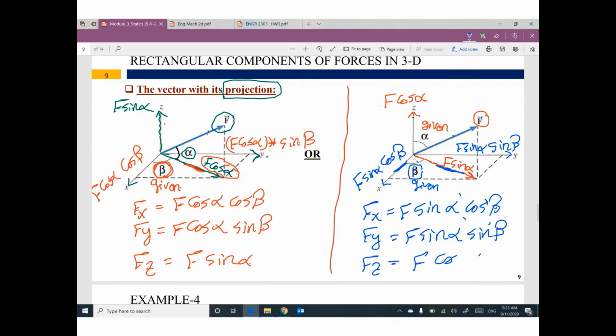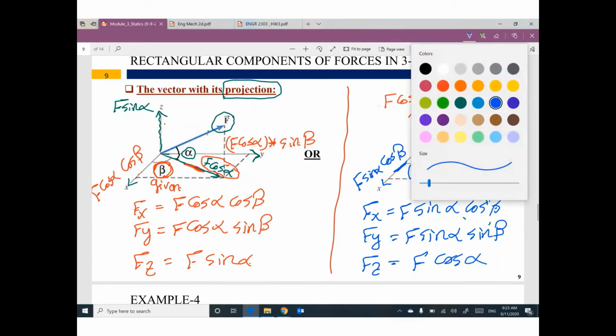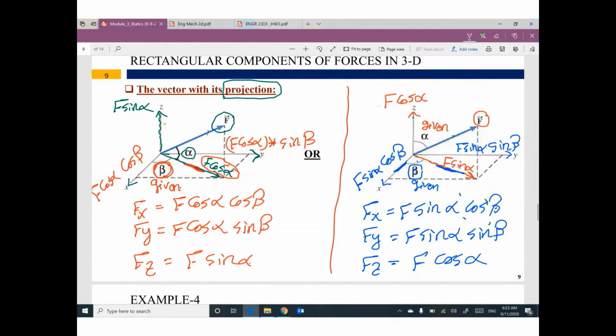So please don't say we have a rule, cosine-cosine or cosine-sine. No, because sometimes the arrangement is different between one case and another case. So please follow my rules. Which one is cosine? The adjacent component. Which one is sine? The far away component.